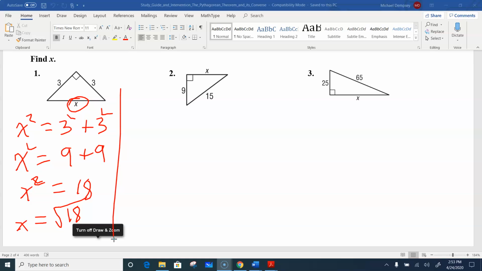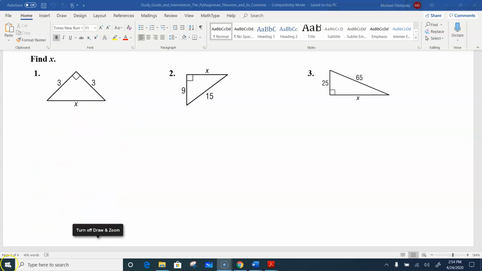Now this should look familiar to what we've been doing in our previous section. All right, we want to simplify that square root of 18 if we can. Is there a perfect square that lives inside of 18? And there is. That would be 9. So this is going to be x equals, let's chunk this up into the square root of 9 times the square root of 2. And then what we are left with is x equals 3 root 2. So let's rewrite that: 3 square root of 2.